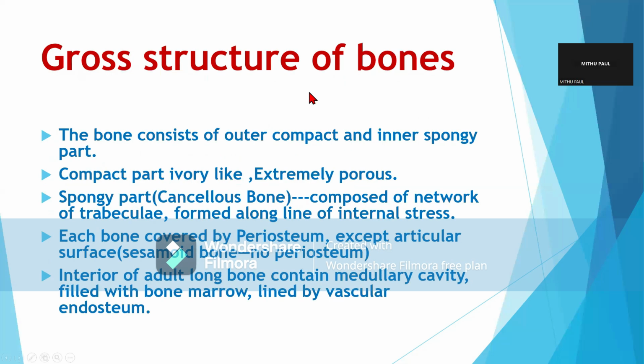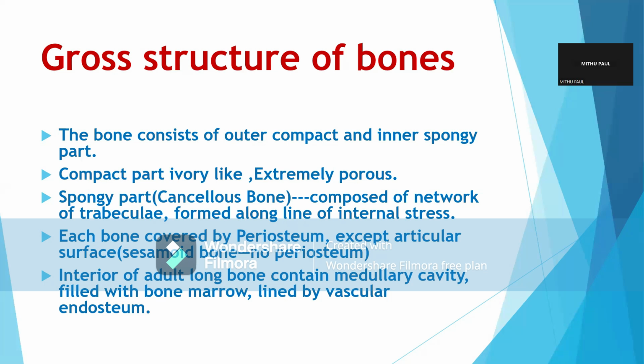Now, in the gross structure of the bones, the outer side of the bone has a layer of compact bone. Compact means very thick. Though it is thick, it is porous. And the inner part has spongy bone. Spongy does not mean soft; it has a sponge-like appearance. Within the bone, several very thin plates of bone are distributed in different directions.